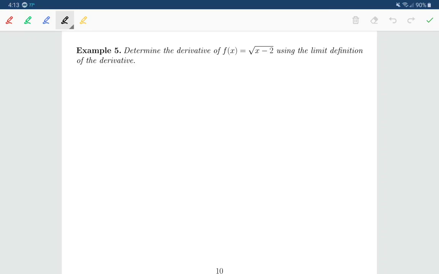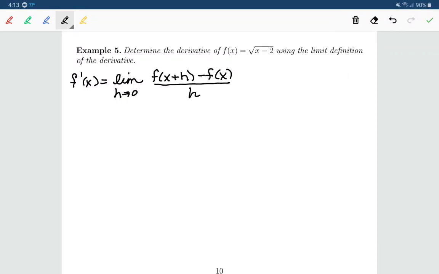Let's determine the derivative of f of x equal to the square root of x minus 2 using the limit definition of the derivative. Recall that f prime of x is equal to the limit as h approaches 0 of f of x plus h minus f of x all over h. So in our case, what we have to find then is the limit as h approaches 0. Actually, let me move this down here so we have plenty of room.